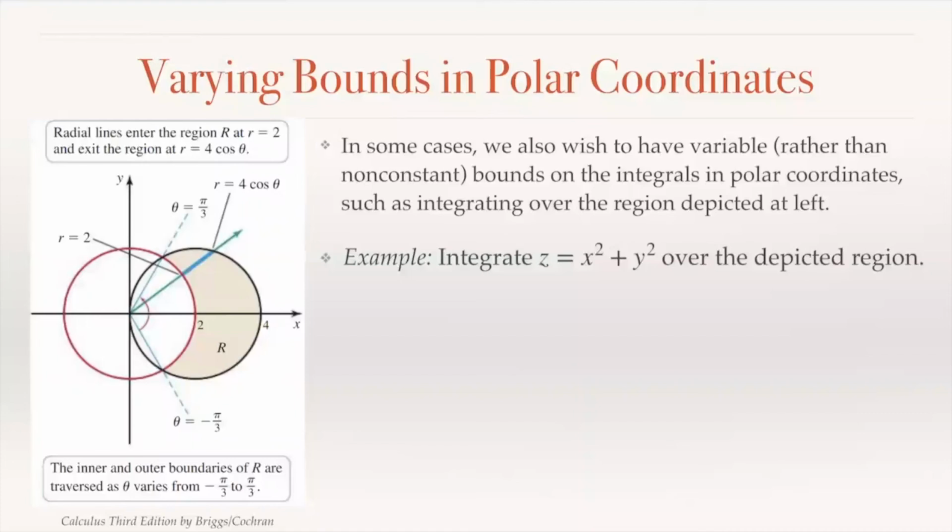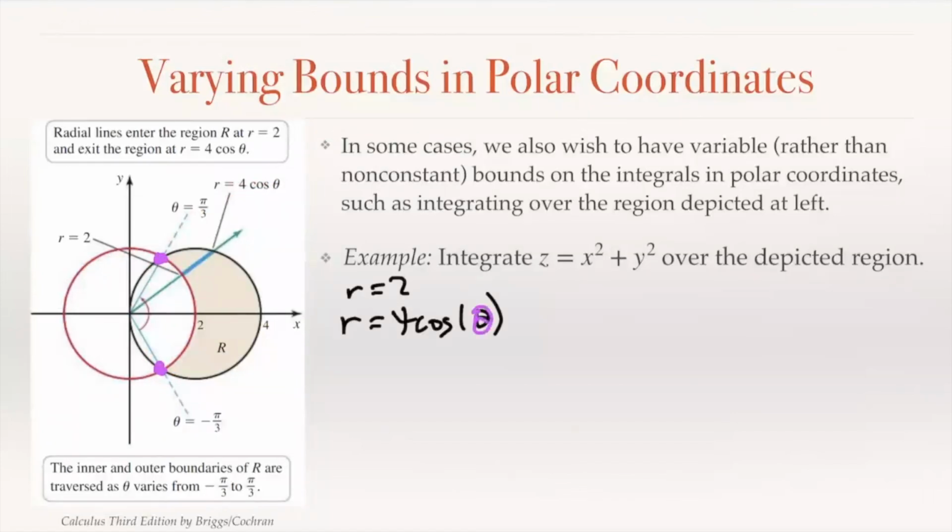Okay, and so far these have been polar coordinates in which our double integral bounds have been constant, but we can also have variable bounds in polar coordinates. So for example, say we wanted to integrate z equals x squared plus y squared over the depicted region here. Okay, so first we would need to find our bounds on theta. They tell it to us in this picture, but we could also solve for these bounds on theta by finding the intersection of r equals 4 cosine theta and r equals 2.